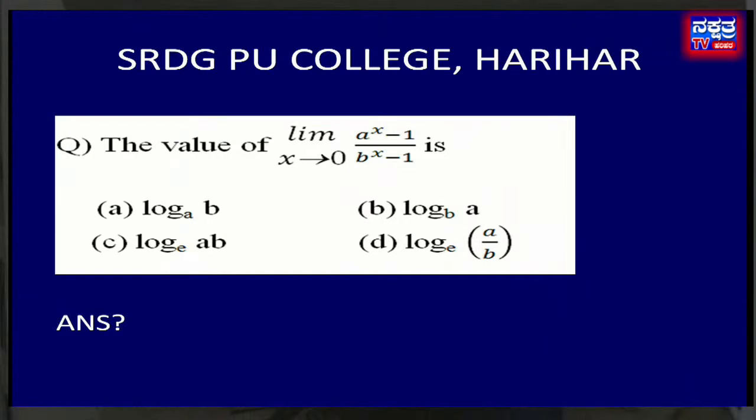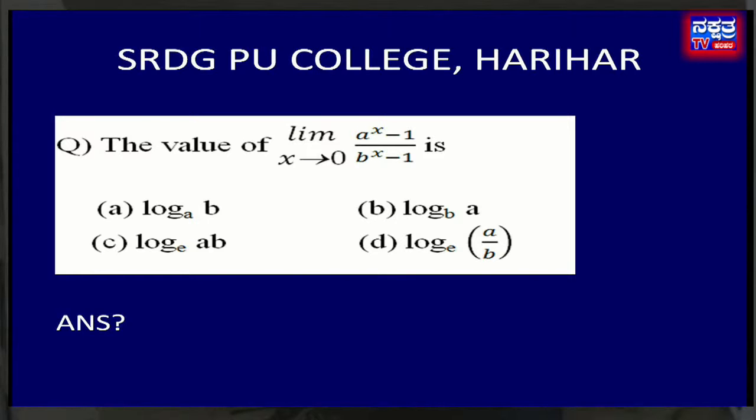The value of limit x tends to 0, a power x minus 1 by b power x minus 1, is: option A log b base a, option B log a base b, option C log ab base e, option D log a by b base e.